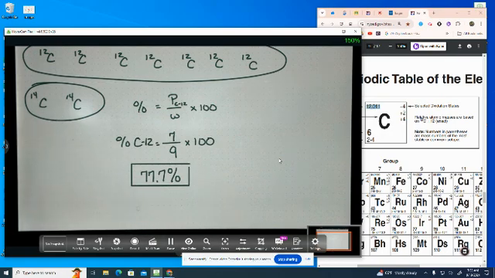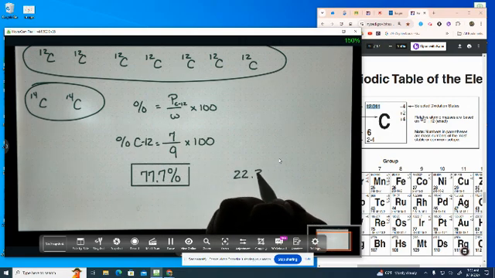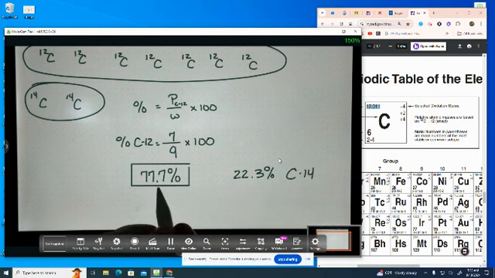We can do it two ways. We can say we know that we want it to be 100%. So we could take 100% minus the 77.7, and we would get 22.3%. So 22.3% is going to be carbon-14, whereas 77% was carbon-12.